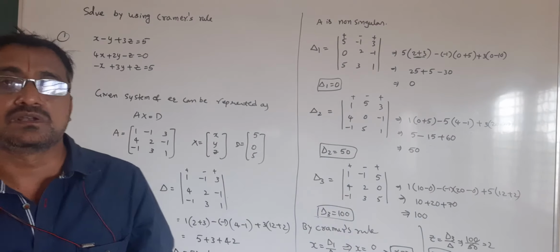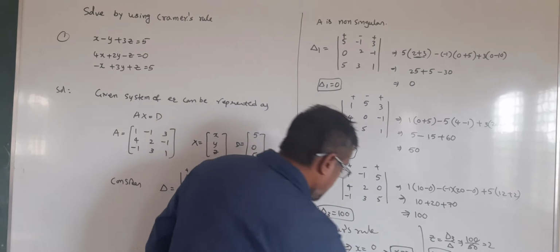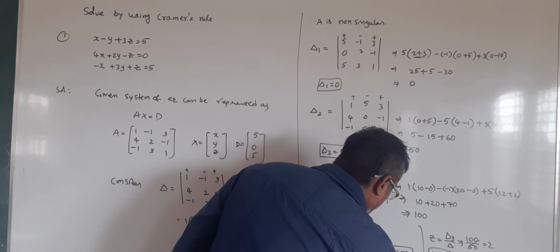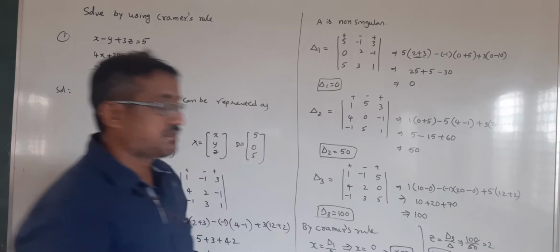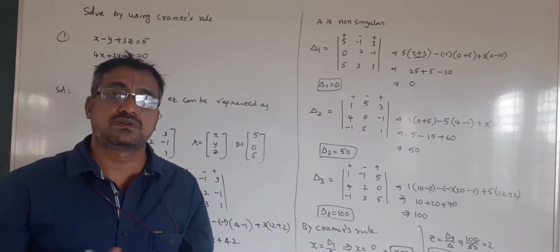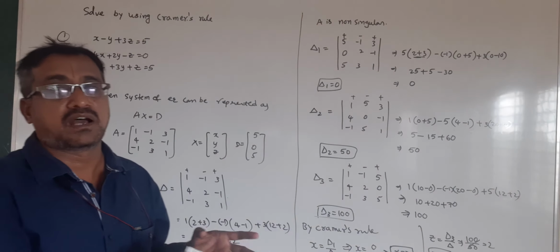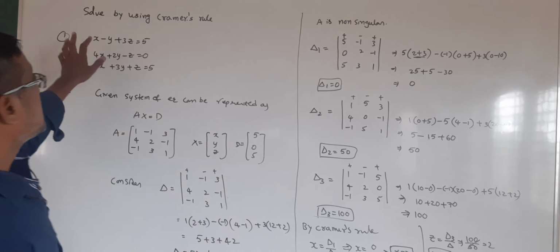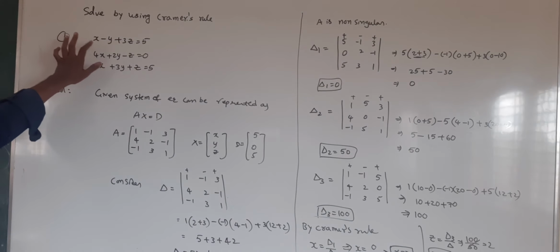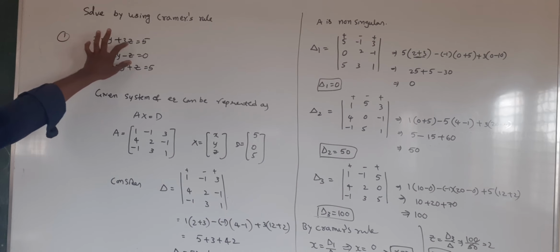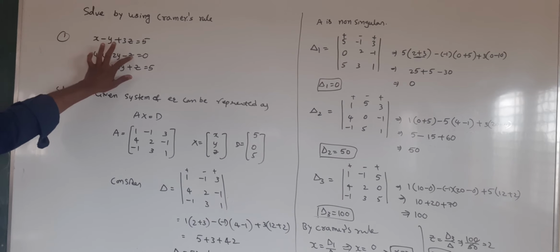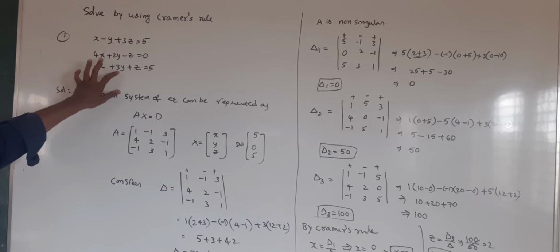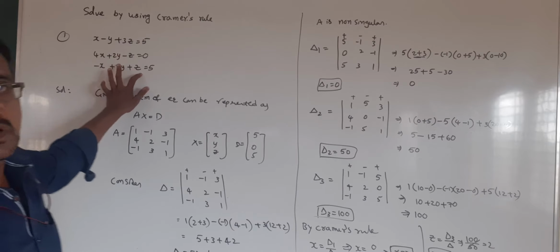These are the solutions. That is, x is equal to 0, y is equal to 1, z is equal to 2. Now you can verify your answer by substituting in the given equations. They have to satisfy the given equations. Now put 0, 1, 2. 0 minus 1 plus 6, it will be 5. 0 plus 2 minus 2, 0. 0 plus 3 plus 2, it will be 5.